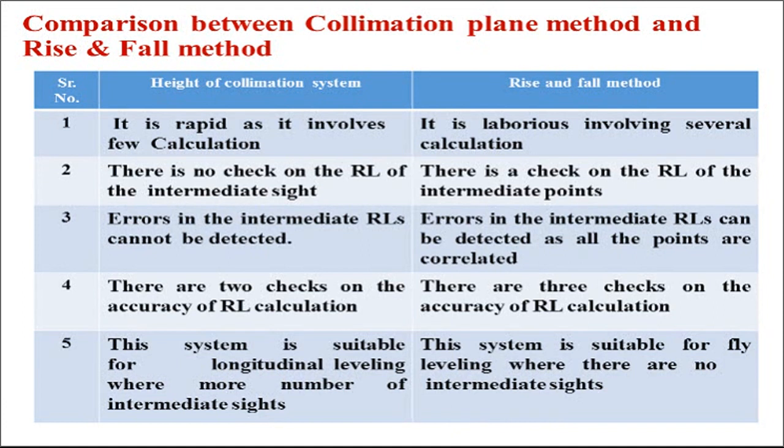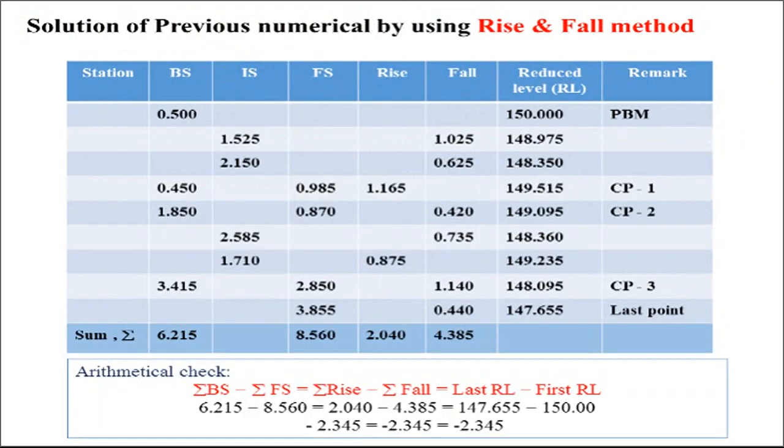Next, now in the previous video we have solved one numerical by the collimation plane method. Now the same numerical we are solving by the rise and fall method. So in this, the page of the level field book is prepared like this. First one, station, backsight reading, intermediate sight reading, foresight reading, rise column we have to add, fall column we have to add, then reduced level, and the last column is remark.